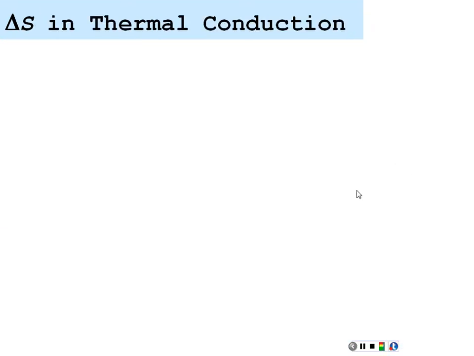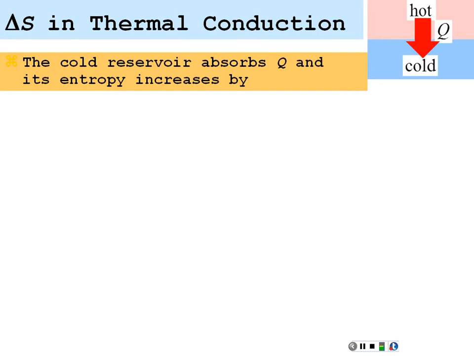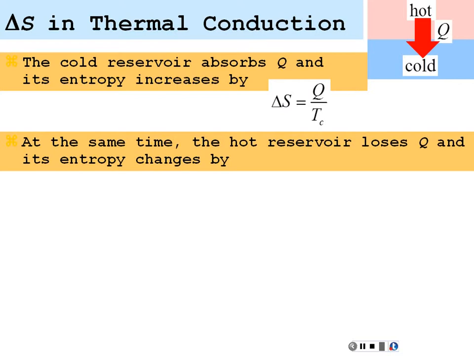What about the change in entropy for thermal conduction? Let's say you had a hot and cold interface, and there's going to be heat exchange from the hot to the cold. What is our change in entropy then? Well, the cold reservoir will absorb our heat transfer, and its entropy will increase by the heat it absorbs over the temperature of the cold reservoir. At the same time, the hot reservoir will lose that same amount of heat, and its change in entropy will actually go down as we're losing that heat. So that's something that's going to happen in that transfer.